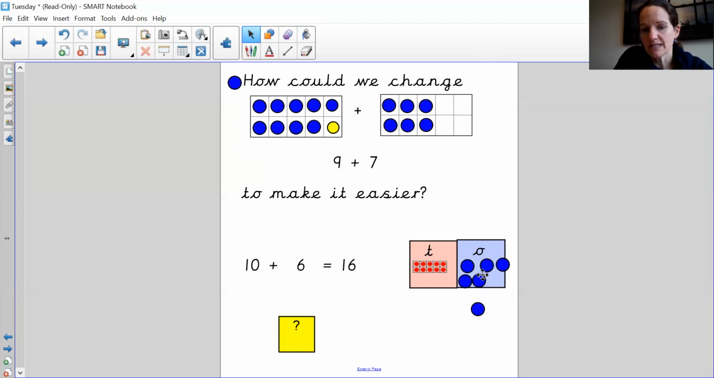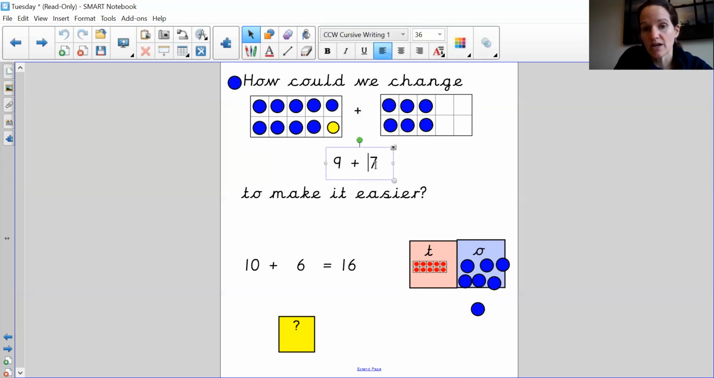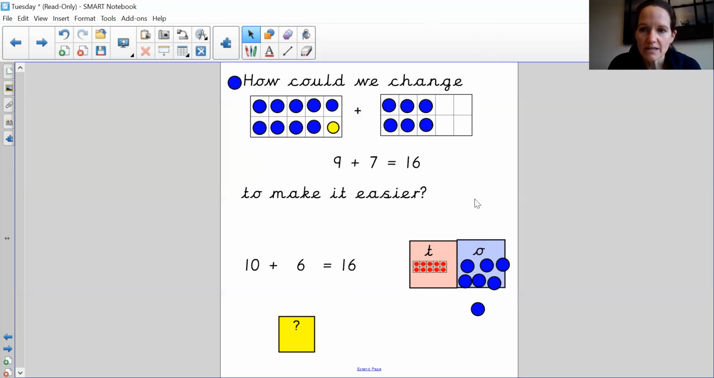So if 10 plus 6 equals 16, and I have the same amount of counters up here, then 9 plus 7 equals 16. So what you're doing is you're looking at your two numbers and you're thinking, which number is closest to 10? Well, 9 is only 1 away. So I'm going to take 1 away from the 7 to make 10, and then I've got 6.